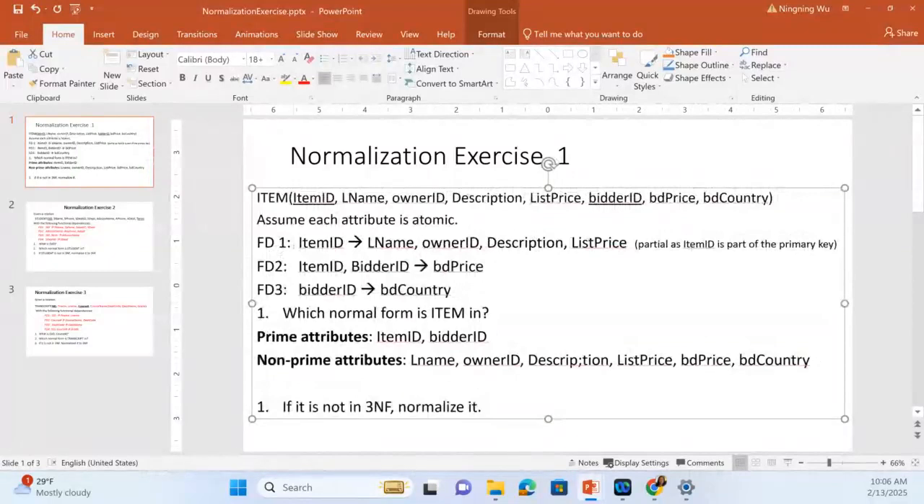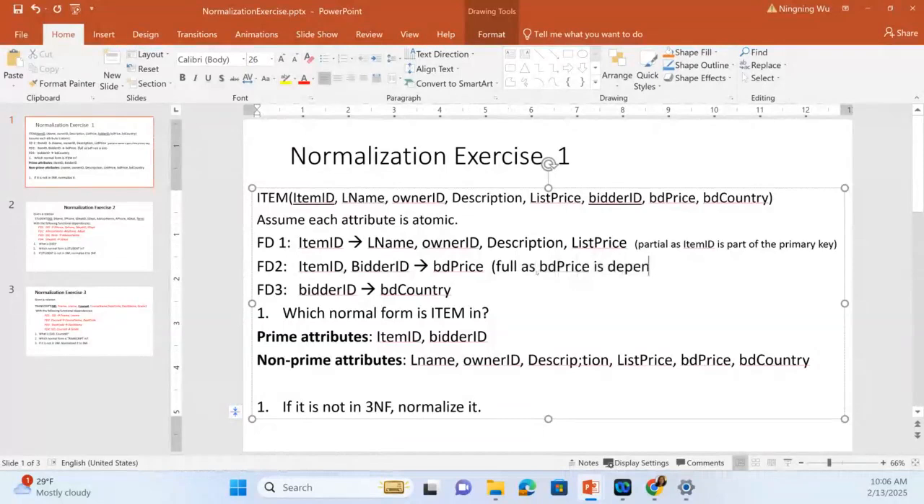So let's look at the second one, FD2. FD2 shows that bid price is dependent on item ID and bidder ID together. Bid price is a non-prime attribute, so that indicates bid price is dependent on these two attributes together. And these two attributes are actually the primary key of the item. So in this case, this one will be full, as bid price is dependent on the whole primary key.